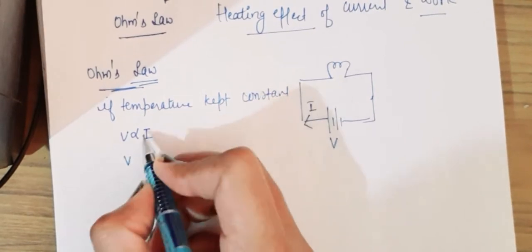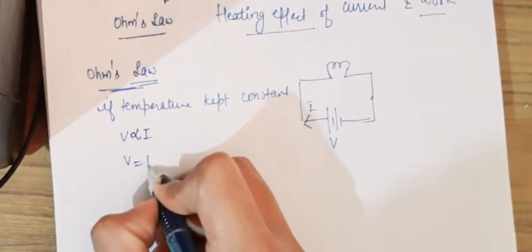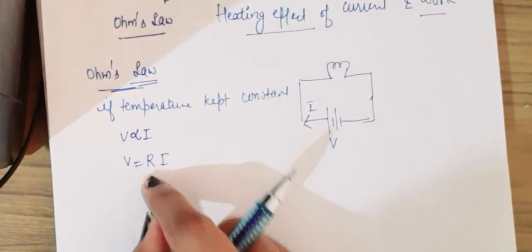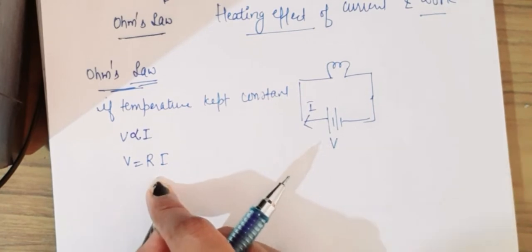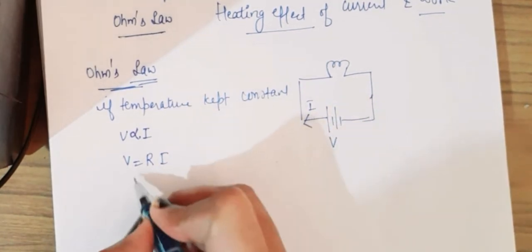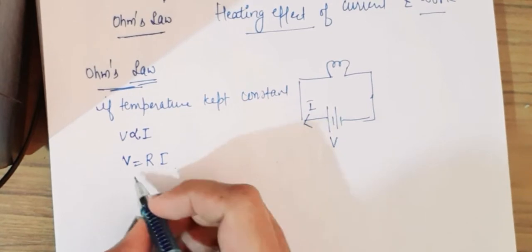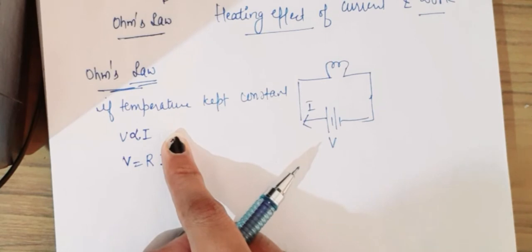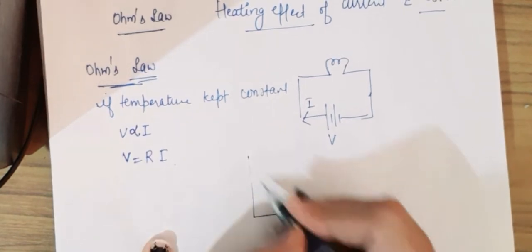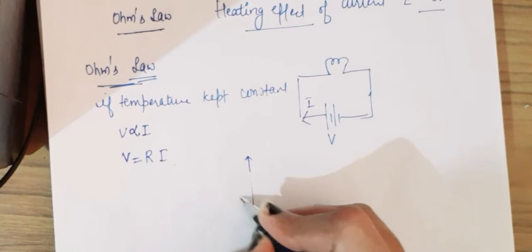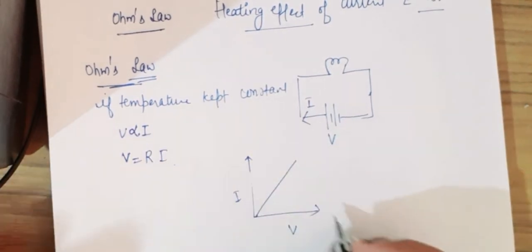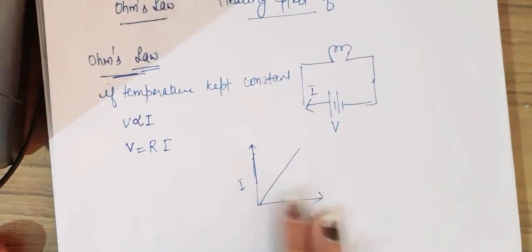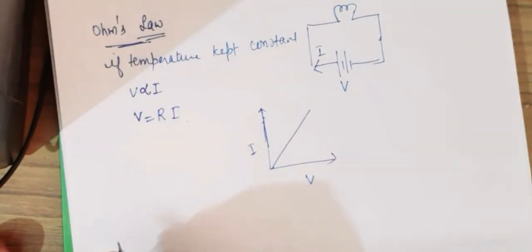Then, here the proportional sign, so there is a constant R. R is called resistance. The resistance topic is discussed in the previous video; you can watch it. Then V is equal to IR. So this is called Ohm's law. As the value of V is increased, the value of I is increased. The graph between V and I is directly proportional, according to Ohm's law.